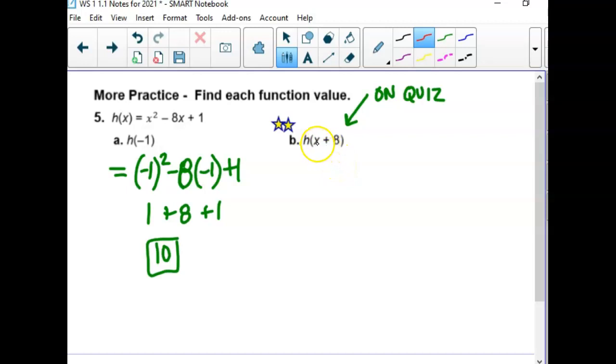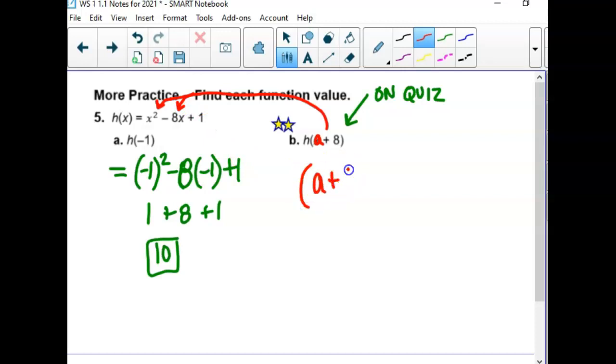Now, I don't really like that it uses x again. I think I used a different variable on the quiz. But we're going to put x plus 8 in where there used to be an x. Do you want me to change the variable? Will that make it more comfortable for some of you? Let's call this a plus 8, okay? So we're putting an a plus 8 in here and here. And we have to simplify.